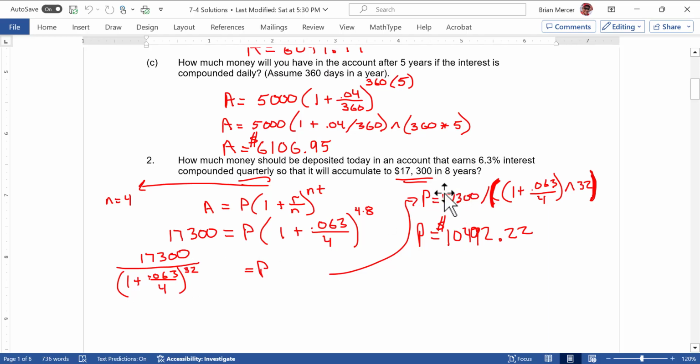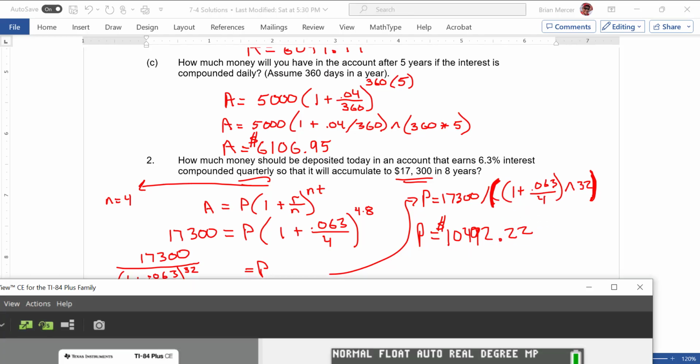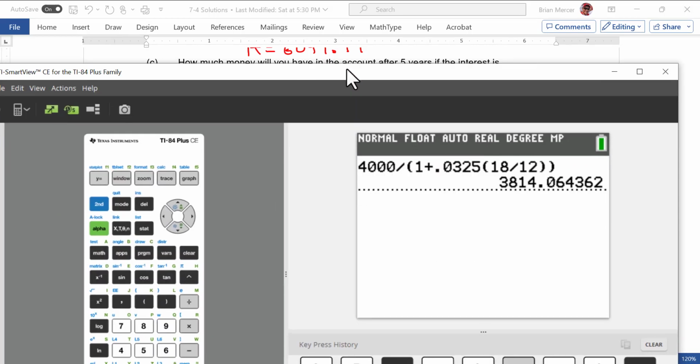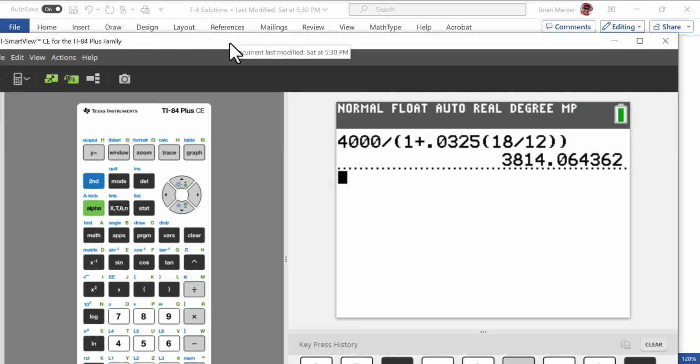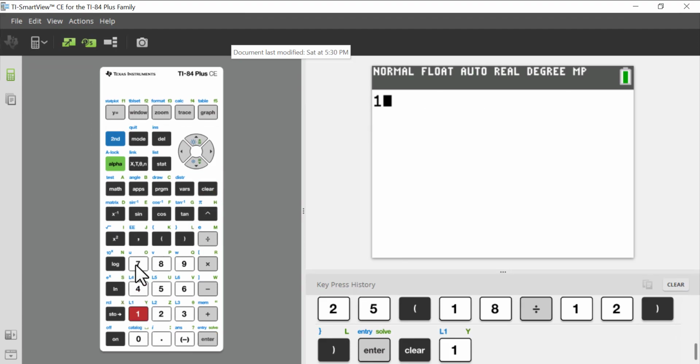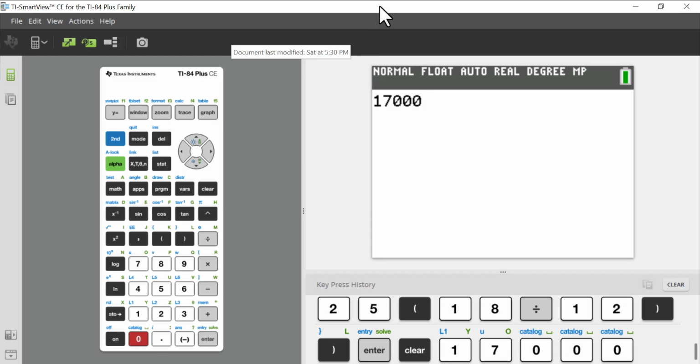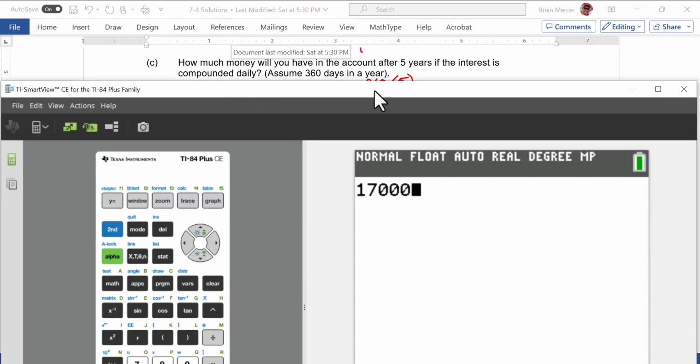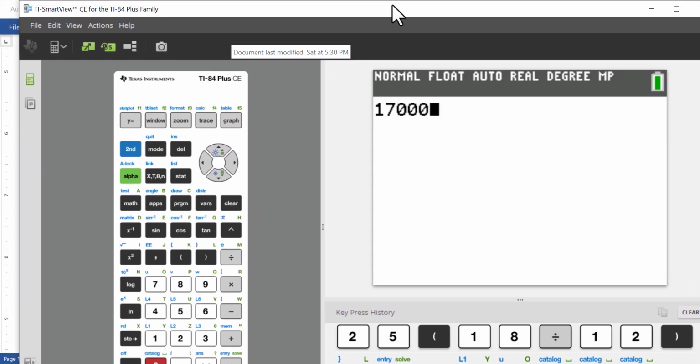And if you wanted to type that on a calculator, you would type 17,000 divided by, and then a big old parentheses, so an extra parentheses and then the inside parentheses. And I'll show you what that looks like. So that would be this. Clear that off. So it looked like 17,000, or 17.3. I feel like, yeah, 17.3. Didn't want to do the whole wrong problem.